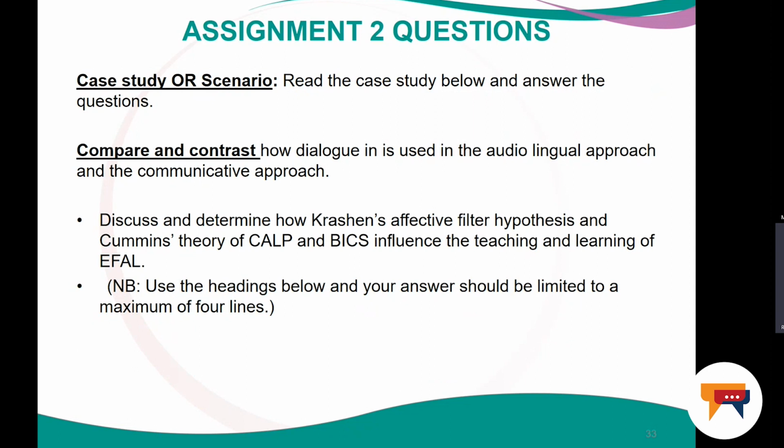Case study will be there. Read the case study and answer the questions. Your questions must relate to the case study. Compare and contrast how language is used in audio language approach. You must understand what dialogue is in audio language, what dialogue is in communicative approach, and you compare the similarities, but also the difference, because it says compare and contrast. These are some of the questions. Read what the question is asking.